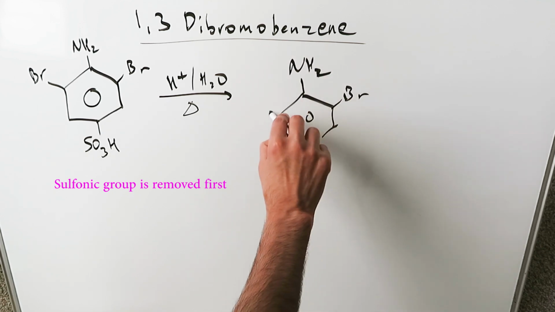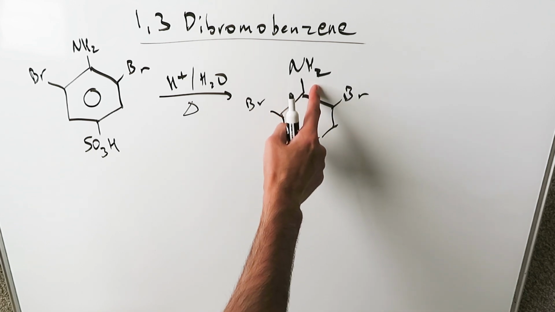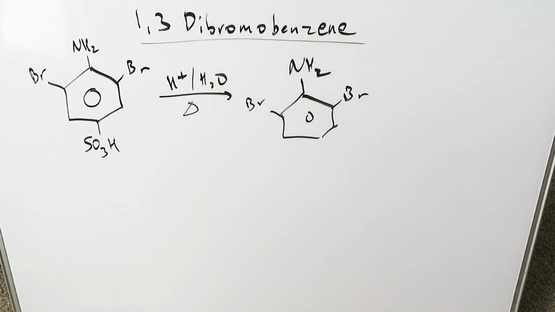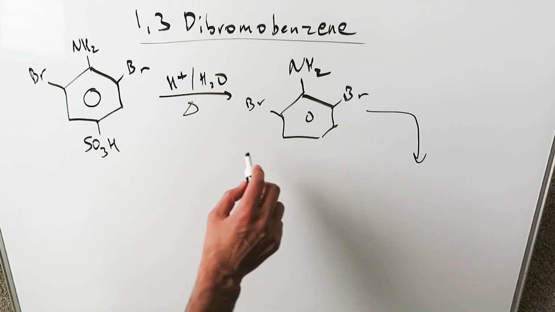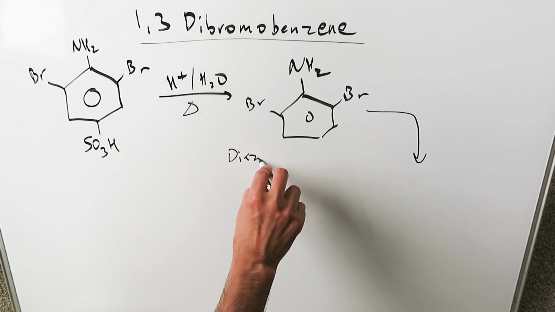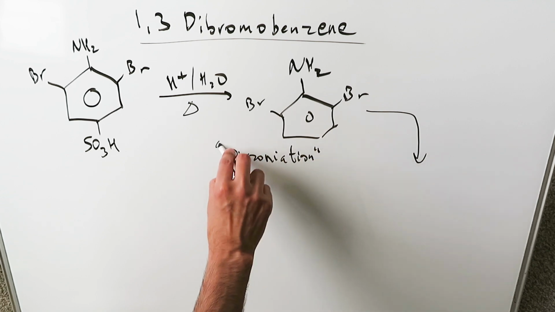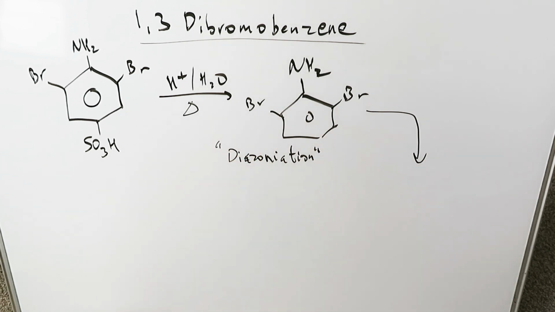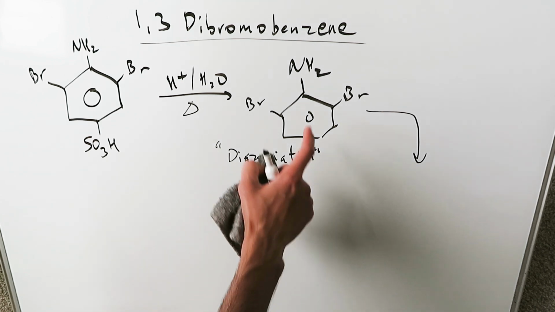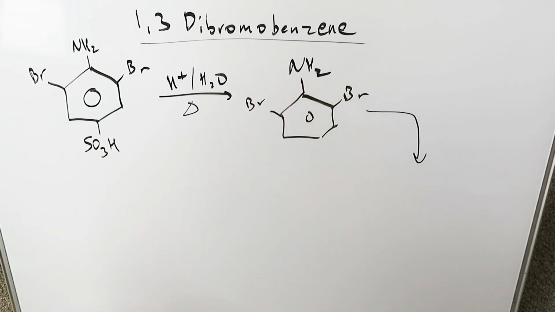You have your amino group, your 2 bromine groups. Now we have to get rid of that amino group. It's a process which is called diazotization. There are multiple names, but this is a name, diazotization, D-I-A-Z-O-T-I-Z-A-T-I-O-N, because we're going to convert the amino group into a diazonium salt.